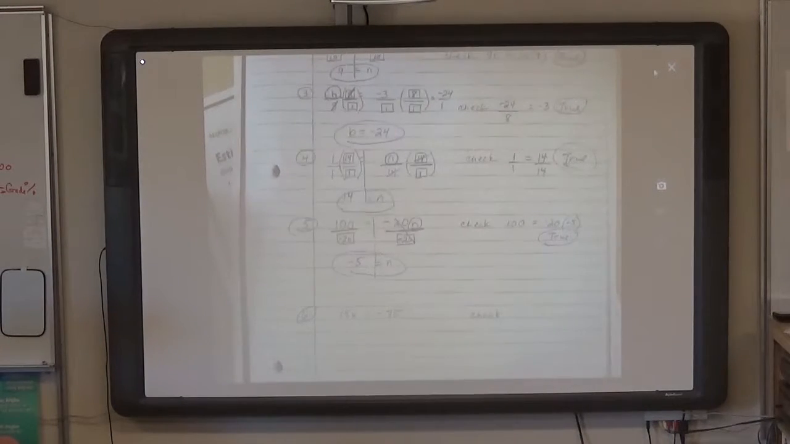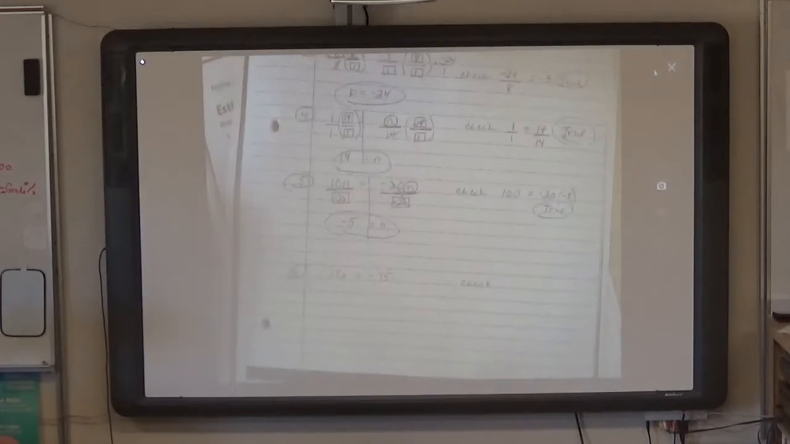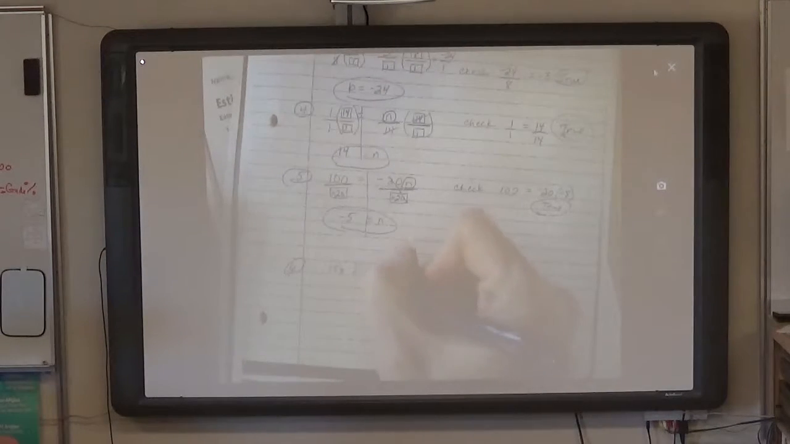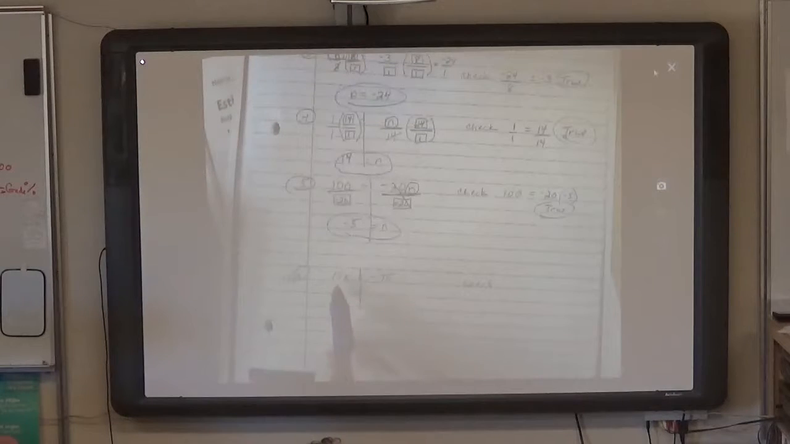The last one. Here's what we're going to do in your book when you're doing these on your own. We don't have boxes to fill in, so you're going to do this without the boxes now. This is given: 15 times x equals negative 75. This is where we're starting. Start on the side with the variable. The coefficient is 15, isn't it?